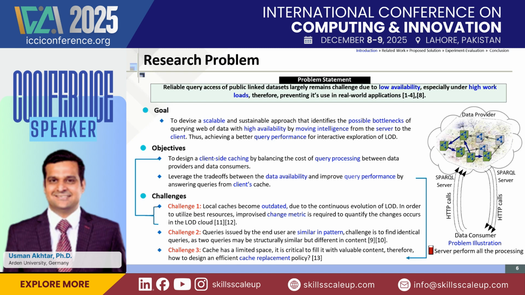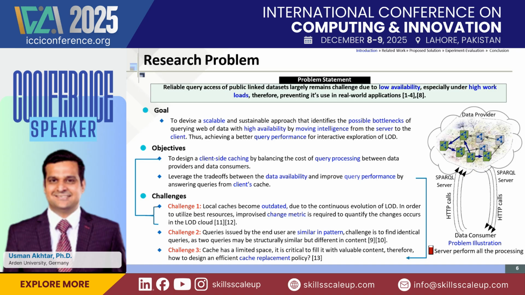Obviously, we have established some objectives. We need to design something called client-side caching. And then we need to decide some trade-off between the data availability and query performance. To overcome these objectives, there are some challenges that we need to consider because it's linked open data and it's also evolving. Due to this evolution of the data, things become more difficult, and the first thing is that our cache obviously gets outdated very quickly.